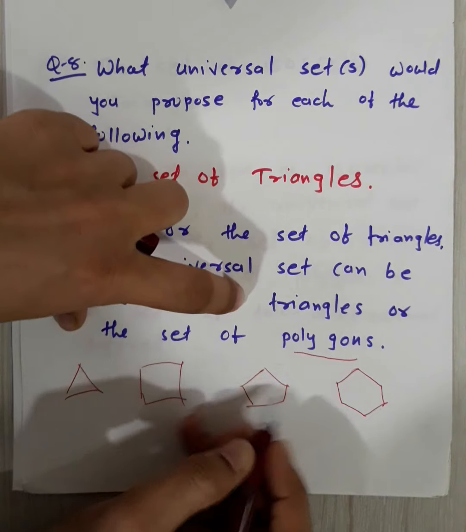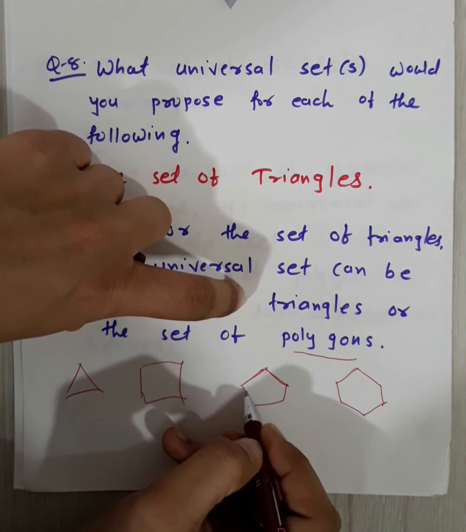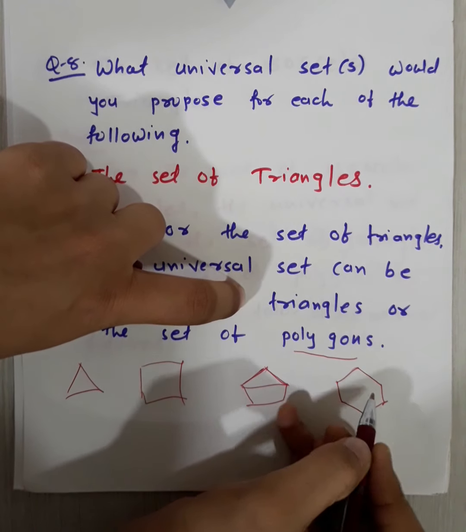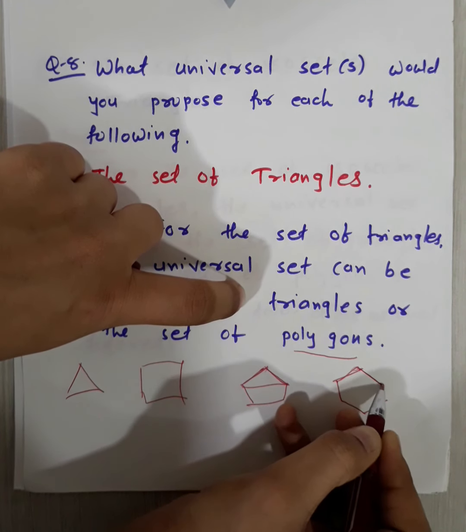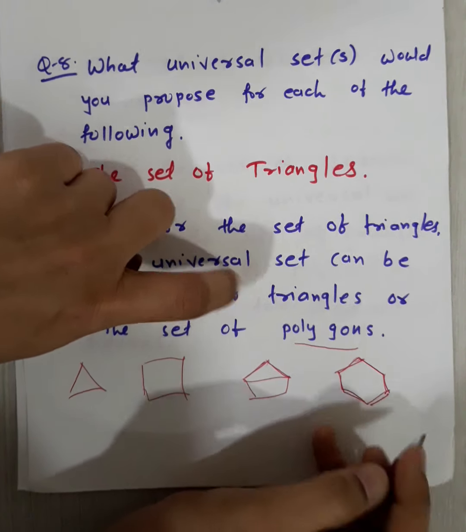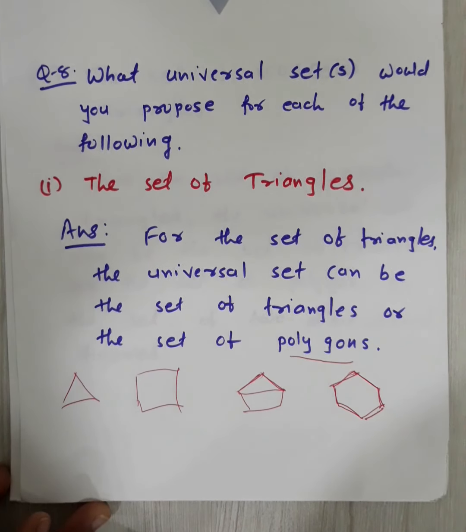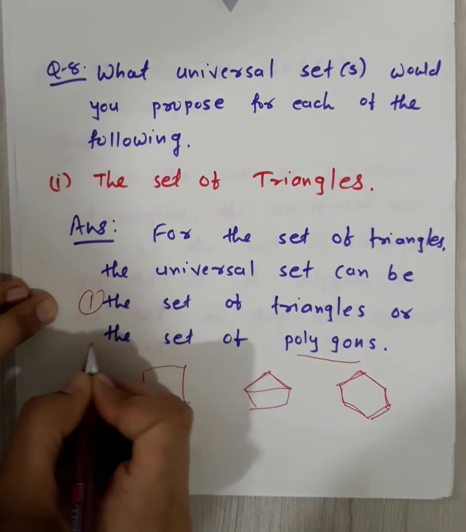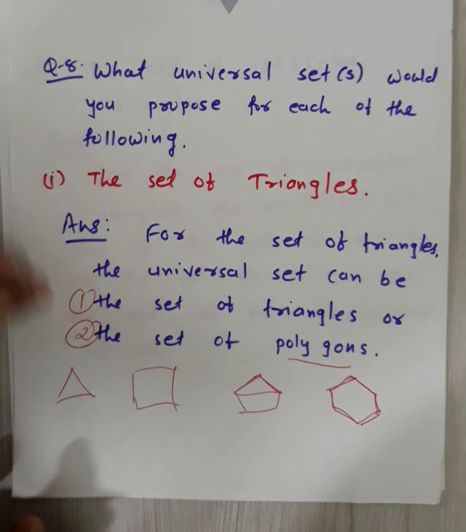Why? Because if there is a pentagon, then a triangle may be possible there. Similarly with a hexagon, it is also possible that a set of triangles is there. So for the set of triangles, what is the universal set? Itself, the set of triangles, is also one. Then second is the set of polygons.